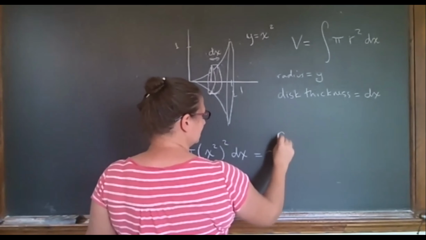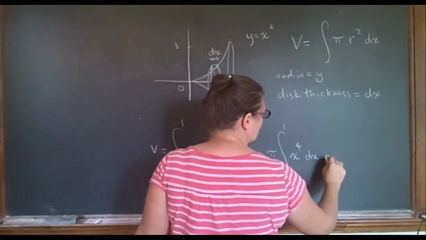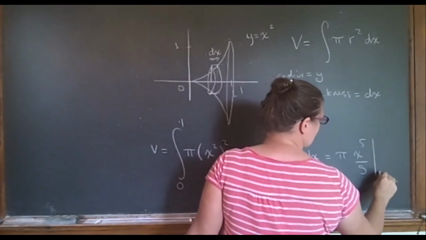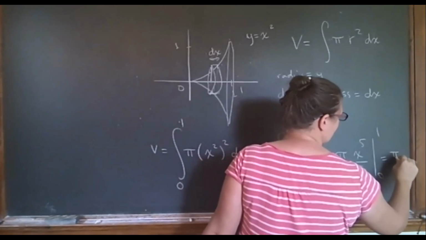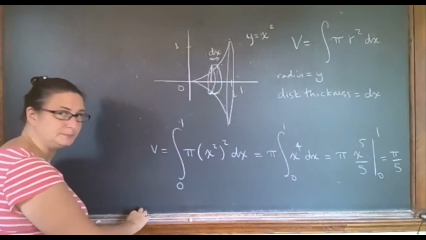So I'm basically integrating x to the 4th. So this is very easy, right? So I end up with an answer of pi over 5 for that volume.